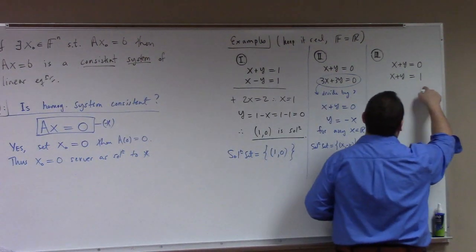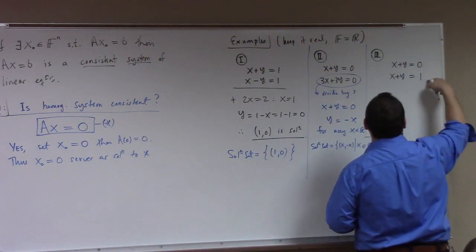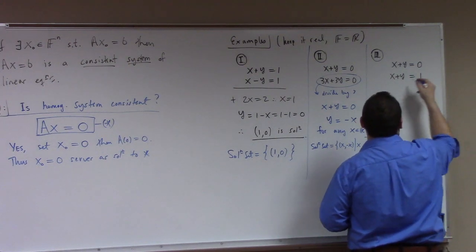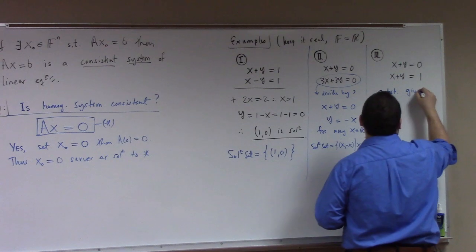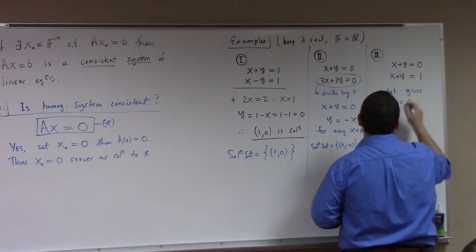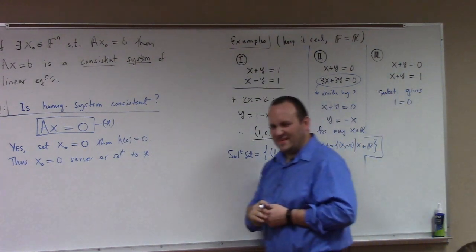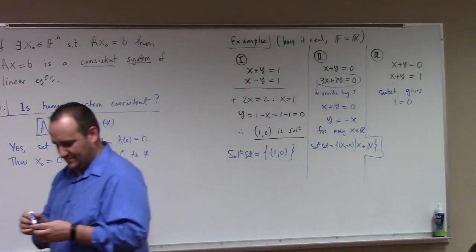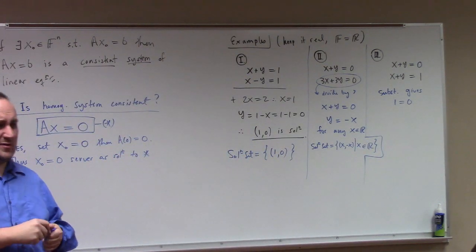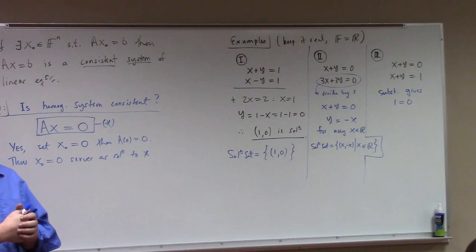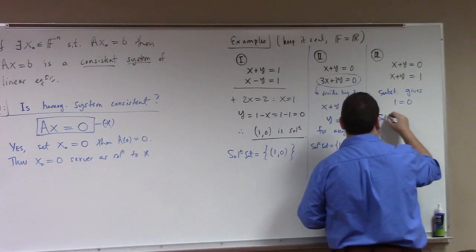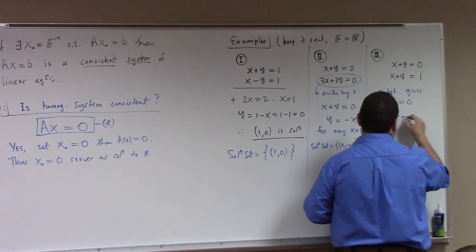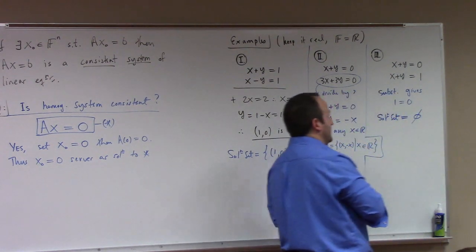And how about this one? How about we just substitute equation 1 into equation 2 or vice versa, right? Substituting gives us what? Yeah, 1 equals 0, which is, yeah. So what's that mean? Can 1 be 0? No, so there's no solution. So in this case, the solution set is the empty set.